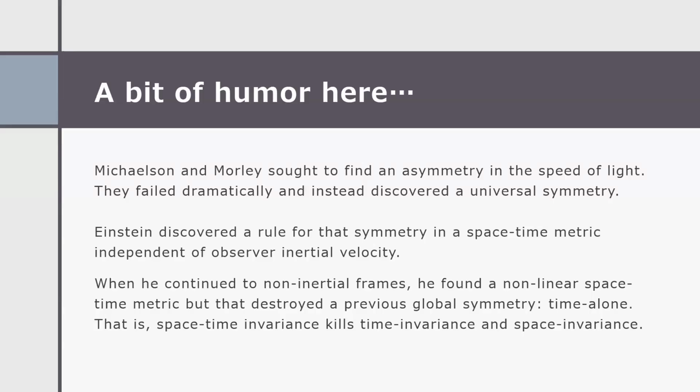He cured the problem of the velocity of space by sort of unifying space and time together, right? And when he continued that to non-inertial frames, he found a nonlinear space-time metric. But what that destroyed was a previous global symmetry that people had thought about: time alone or space alone. Now you have space-time together with a unifying metric, but the symmetry of space and the symmetry of time disappear. And this is what we're going to look at, okay?